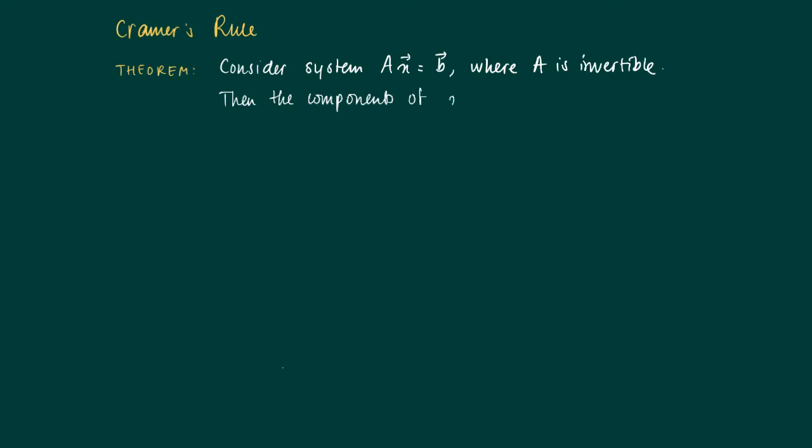The components of x are given by the quotient of two determinants. So x_i, the ith component of x, is the determinant of the matrix A where we interchange the ith column with b. We divide it by the determinant of A, which is non-zero since A is invertible.